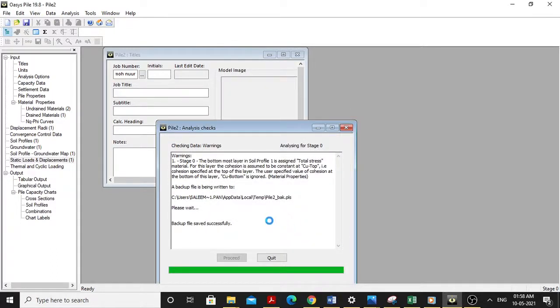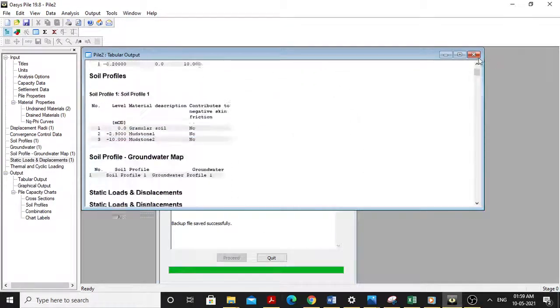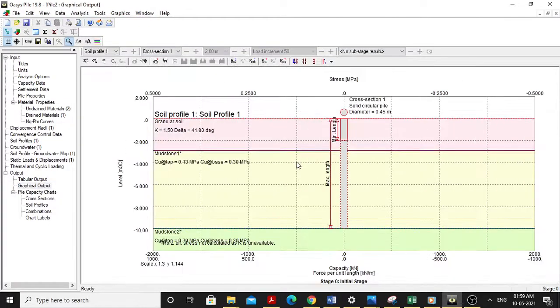Now you can find the tabulated output. Just a minute, just wait. Yeah, so you will go to this afterwards. Let's close it and just go for the graphical output. Yeah, if you check it, see, we have given a minimum length and maximum length, so that the pile capacity curve can be worked out here. And if you see this tab, it shows the maximum capacity the pile can take, or the soil is able to resist. So this is the diameter of the pile.